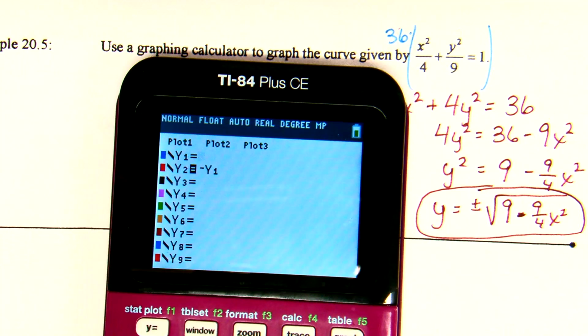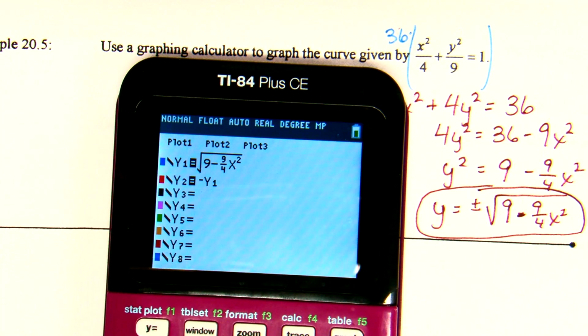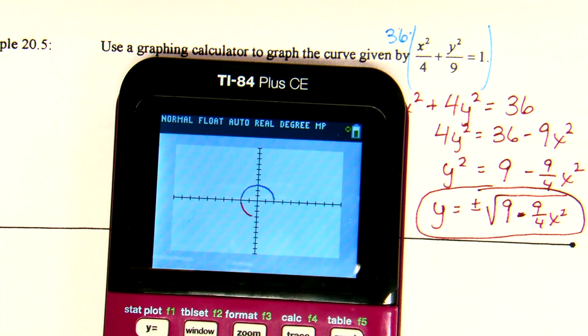Oh, I guess it's now square root of 9 minus fraction 9/4 x squared. Now, the advantage is I still had negative y1 in there from my last graph, so I don't even have to do anything. If I do a zoom 6, I'm back to my awkward graph. Now, ironically, okay, it looks like a circle. It's not supposed to be a circle, though. It's supposed to be an oval, an ellipse. Okay?